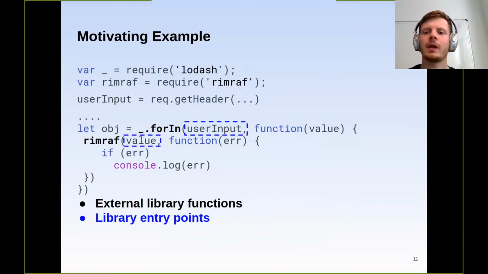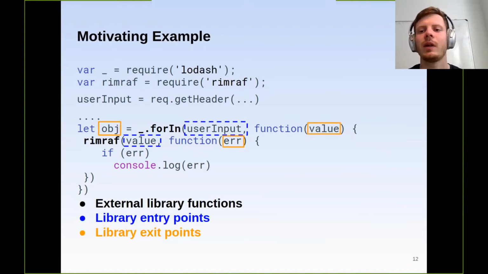So let's consider how an analysis may infer this propagation summary and the additional sink. There are two places in the code where values flow from the client into the library, as illustrated by the blue boxes, and we call those places library entry points. There are three places where values flow from the library into the client, and we call those places library exit points. Notice the parameter of forIn's callback comes from the library, but the callback itself is in client code, so the parameter is considered a library exit point.